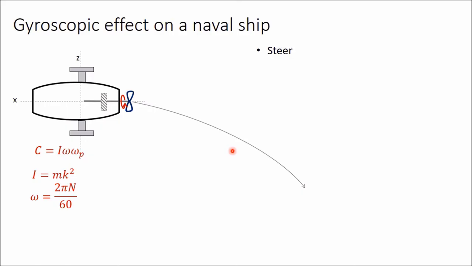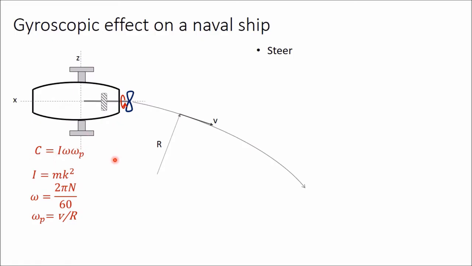The only thing we have to calculate is omega p. For that you need the speed of this ship, or velocity of this ship, v, in meters per second, and the radius of rotation, or radius of curvature, r, in meters. In that case omega p is calculated using the relation v by r. The effect of gyroscopic couple on a naval ship during steering is very similar to what we have studied for an aeroplane. So this is how we calculate gyroscopic couple in case of steering.